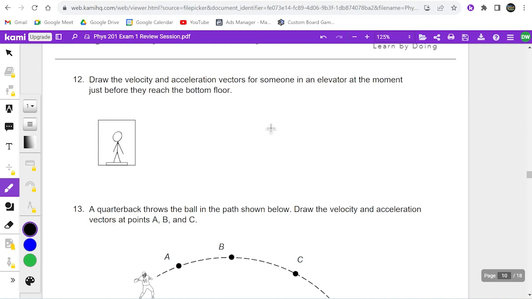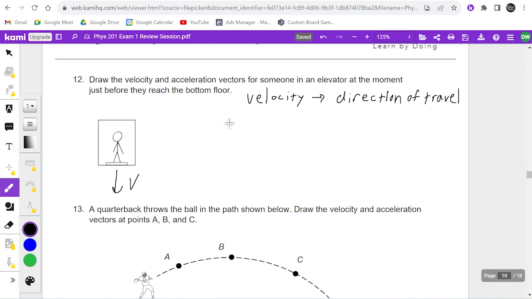Also, I'm going to do a lot of writing, and I encourage you to as well, because I'm going to be explaining my entire thought process. First, if you want to find velocity, know that velocity is talking about the direction of travel. That's an easy way of thinking about velocity for problems like this. And which way are we going? We're going down because you're at the moment before reaching the bottom floor. So of course you're going down. You're going to the bottom floor. So there's my velocity, definitely down.